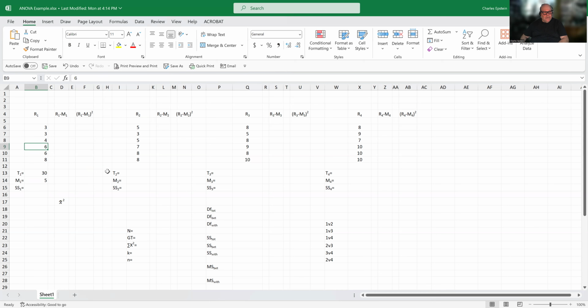And now what I want to do is get my sums of squares. The first thing I do is my score minus the mean. Let me just set this up real quick. I just do that for all the values. And then I make sure it's equal to 0, which it is.